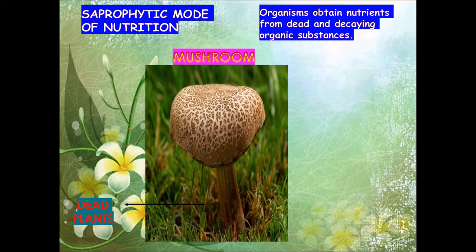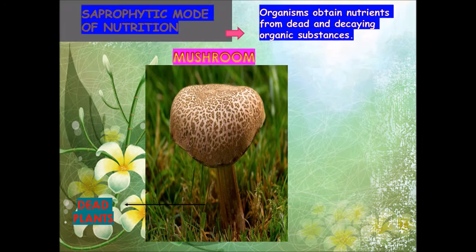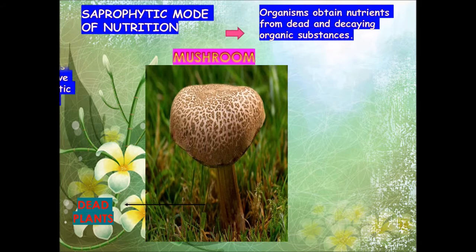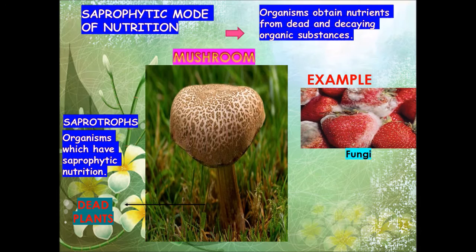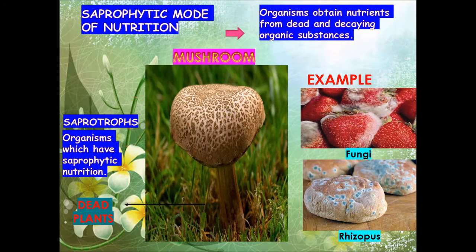So the mode of nutrition in which organisms obtain nutrients from dead and decaying organic substances is called saprophytic mode of nutrition, and the organisms which have saprophytic nutrition are called saprotrophs. For example, fungi and rhizopus are some of the examples.